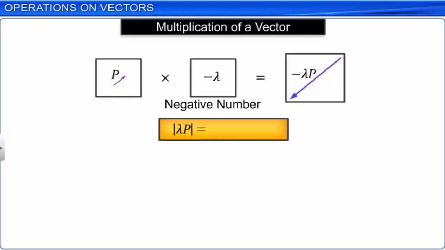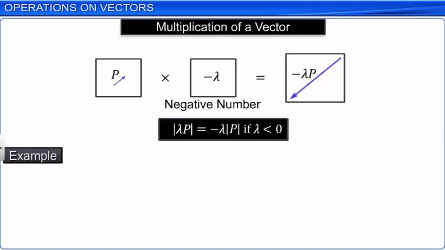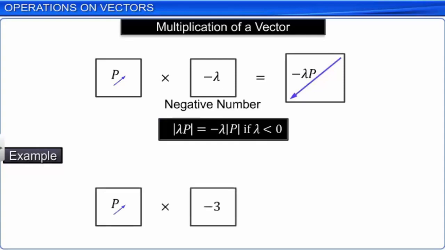For example, when you multiply p with minus 3, you will get vector minus 3p, whose magnitude is 3 times mod p and direction opposite to the direction of p. The dimensions of lambda p is the product of the dimensions of lambda and p.